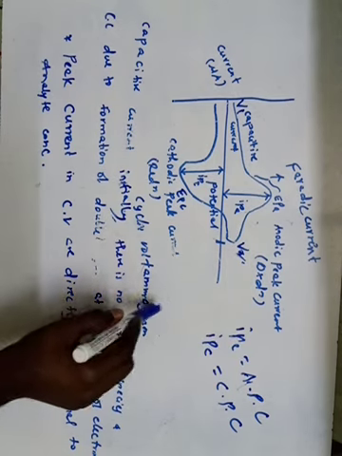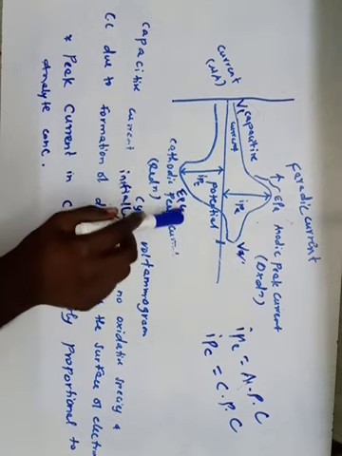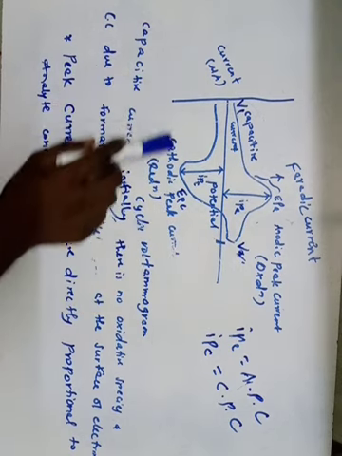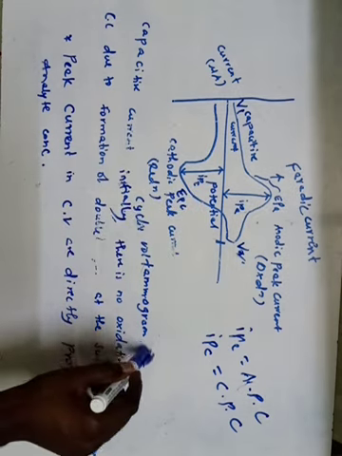And this is the voltammogram. The graph between current and potential is known as the cyclic voltammogram.